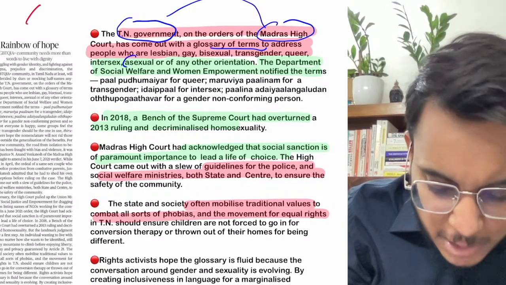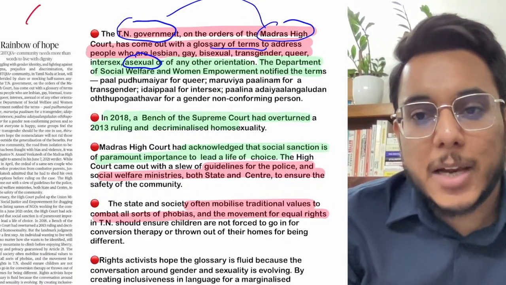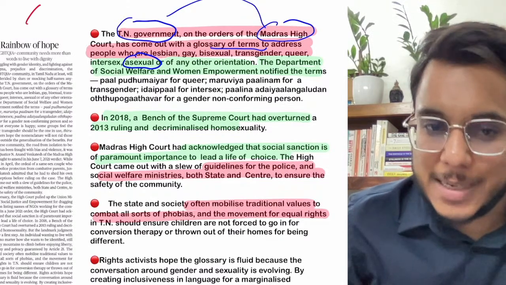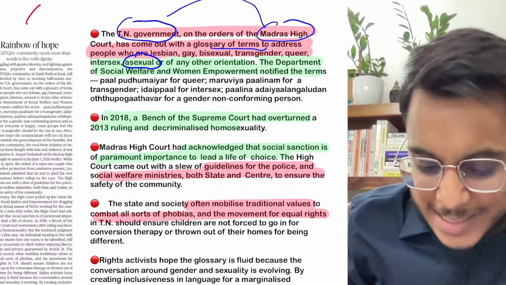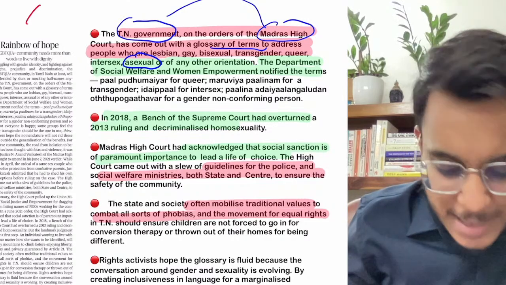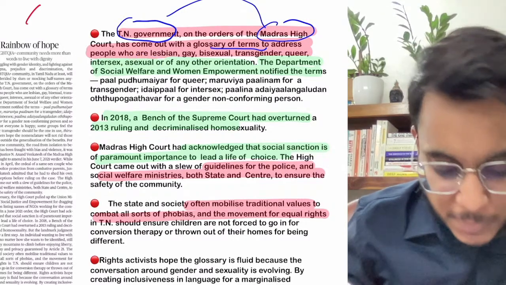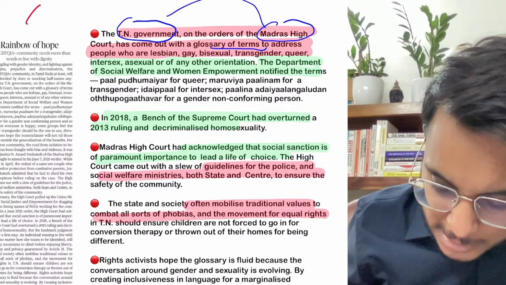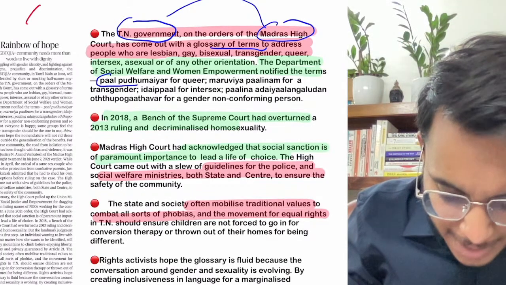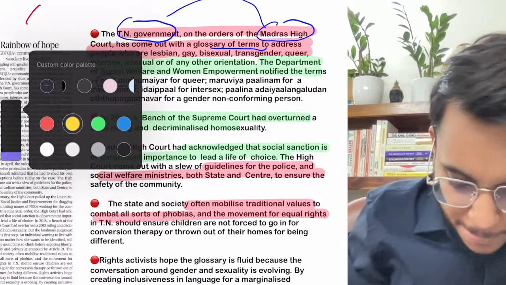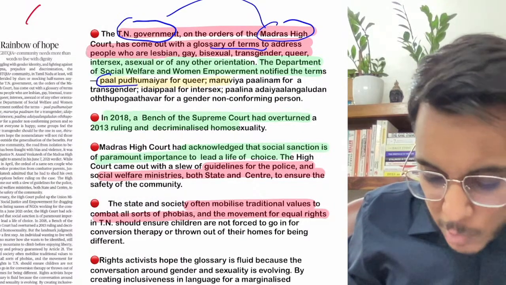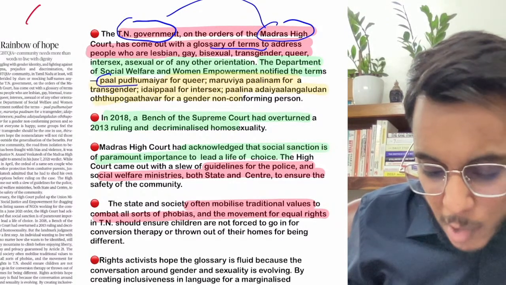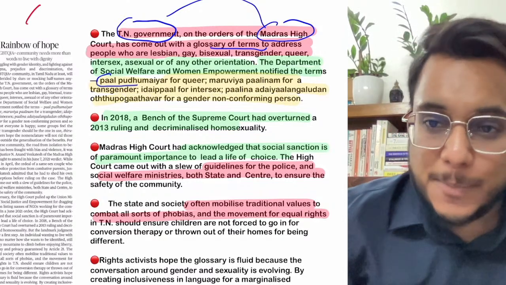Now guys, the word asexual is written here. Asexual people are those who don't have any sexual preference. Fine. Now, the Tamil Nadu government has come out with a glossary on how to address these people in a dignified way. They have come out with these particular words. I am highlighting them in yellow, you can read them. These are the words that they have announced for referring to the LGBT people.